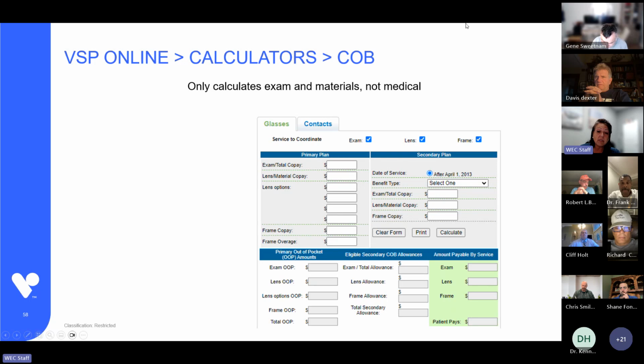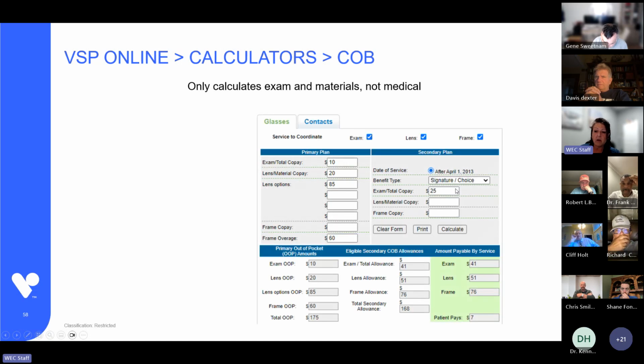So you've got tabs up top for glasses and contacts, and then you've got listed in the blue bar here primary plan, and on the right secondary plan. Your staff will just put in your exam copay, your material copay, lens options, that information, whatever the primary plan was. On the secondary plan you'll actually have a drop down box that tells them you can put in signature or choice, whatever their plan was and what that copay is.